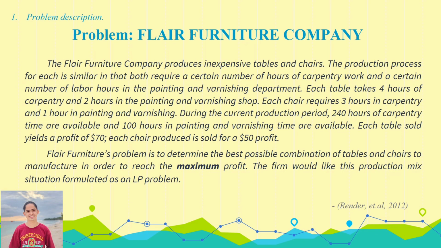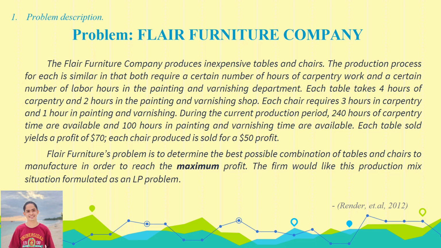So let's try to solve this problem taken from the book of Render, which focuses on the Flair Furniture Company. The Flair Furniture Company produces expensive tables and chairs. The production process for each is similar in that both require a certain number of hours of carpentry work and a certain number of labor hours in the painting and varnishing department. Each table takes 4 hours of carpentry and 2 hours in the painting and varnishing shop. Each chair requires 3 hours in carpentry and 1 hour in painting and varnishing. During the current production period, 240 hours of carpentry time are available and 100 hours of painting and varnishing time are available. Each table sold yields a profit of $70 and each chair produced is sold for a $50 profit.